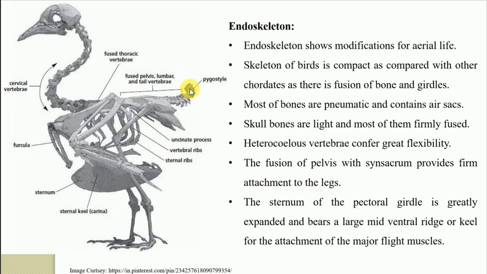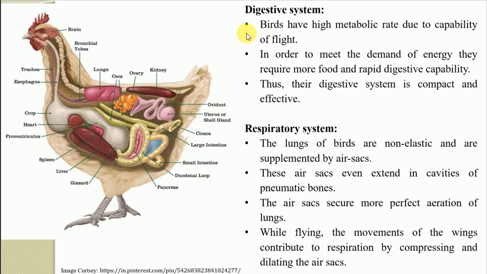The terminal-most caudal vertebrae also get fused with one another, forming a composite structure known as a pygostyle. This is the kind of modification you will find in the endoskeleton that also helps in the process of flight for the birds. The next modification is with the digestive system.